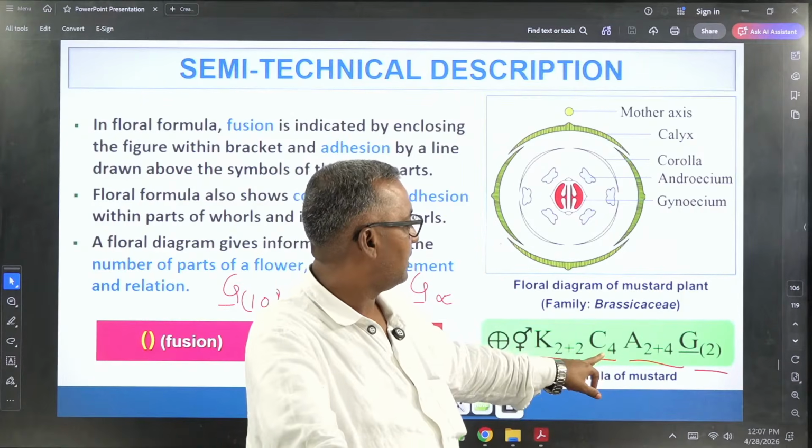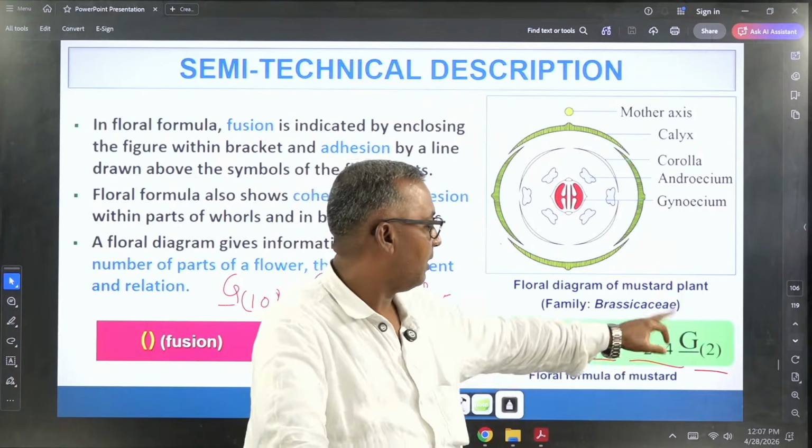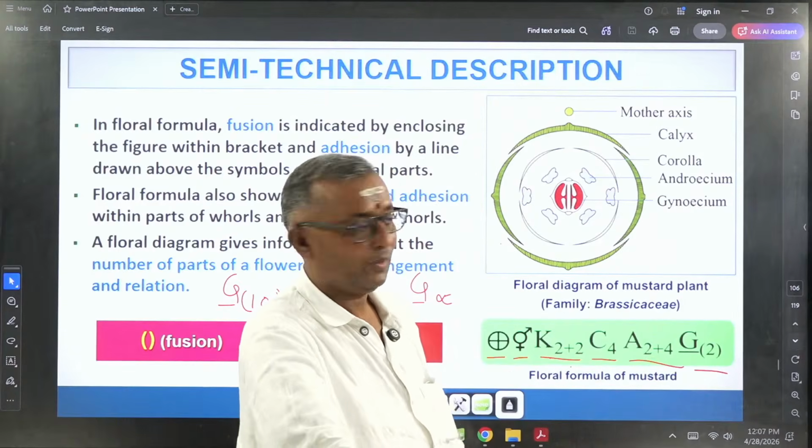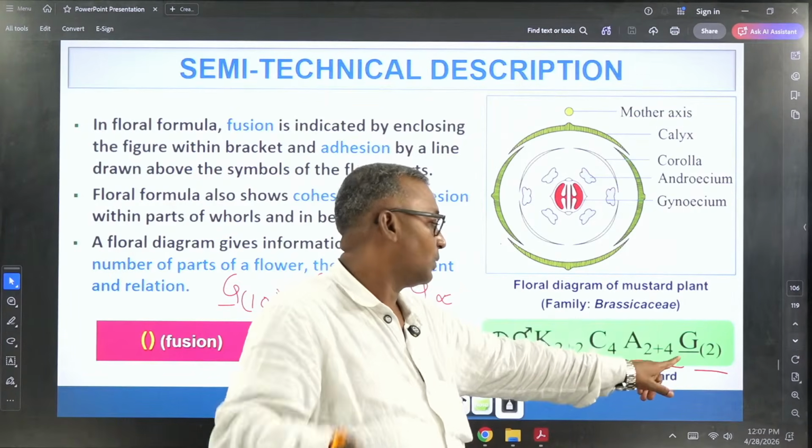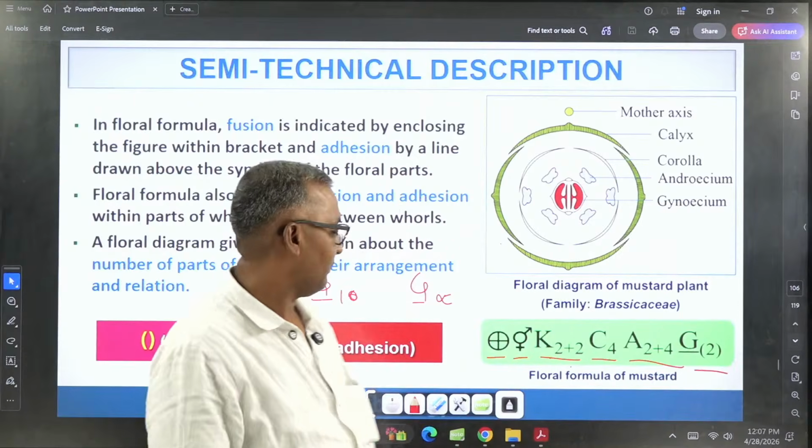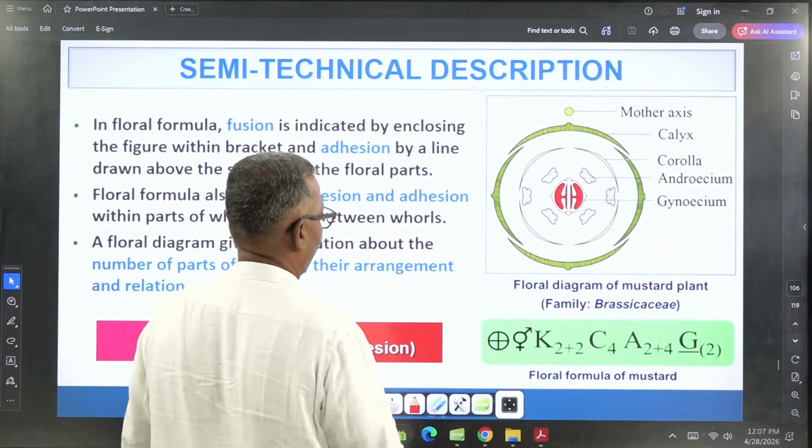Look here, all the 4 petals are free. All the 6 stamens are free. But here the 2 carpels are fused, hence you are keeping them in the bracket. So this is the floral formula.